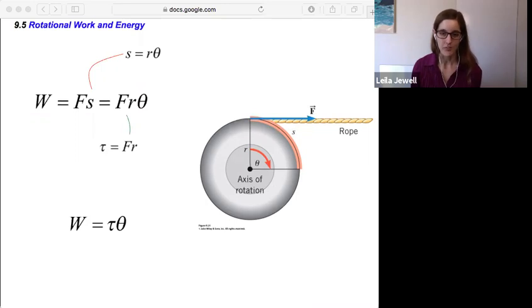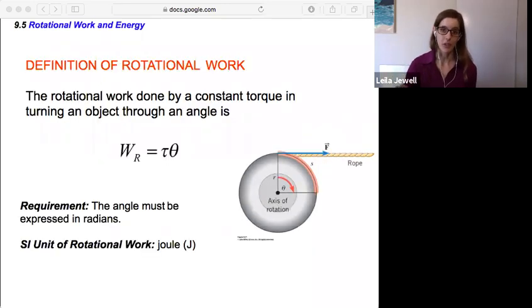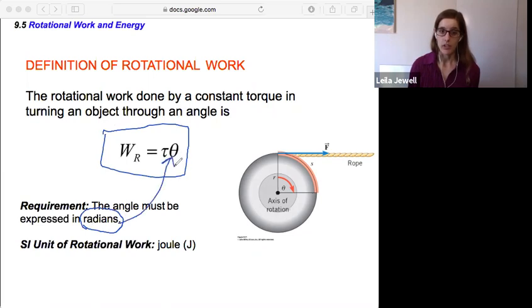So to pull this all together, our definition of rotational work is that the work done by a constant torque in turning an object through some angle theta is given by the torque, whatever that constant torque is, times the angle that you've turned through. So that allows you to calculate the work done. Awesome. Note the requirement here is that the angle must be in radians. So once again, we have to be in our SI units of radians. Make sure that it is in radians, or else you will not get the correct answer. It just won't work.